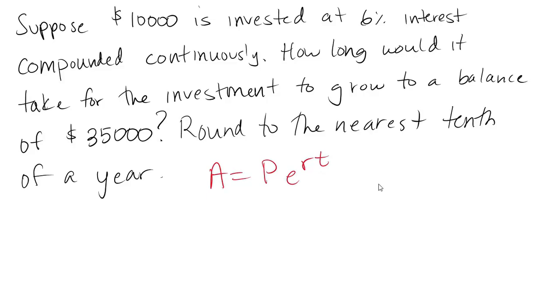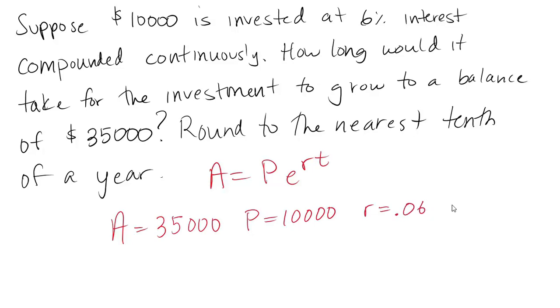This problem is different than any other compound interest problem we've done before because the question isn't about the money, this time it's about the time. The time is the unknown. We know A, it's $35,000, that's the ending balance, and we know P, it's $10,000. E is not a variable, don't list that. R is given, it's 6%, we're going to represent that by 0.06, and the question is the time.